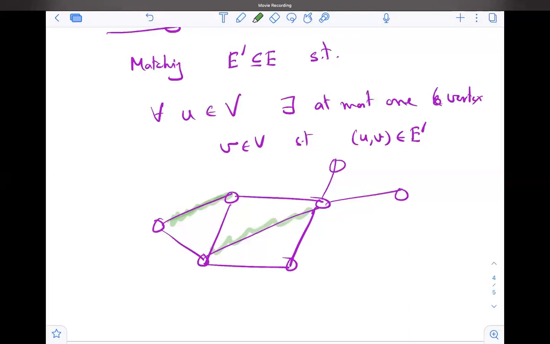So it's like a dual concept of an independent set, right? The independent set is on the vertices. Right, so this is on the edges. But it's something similar, you can think of it that way. So these are the edges that don't have any intersection.